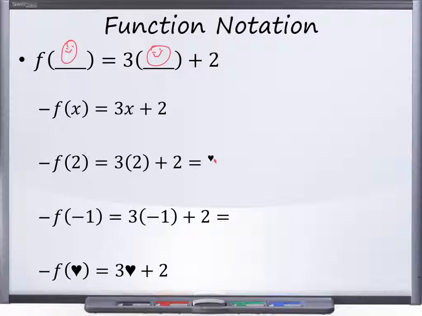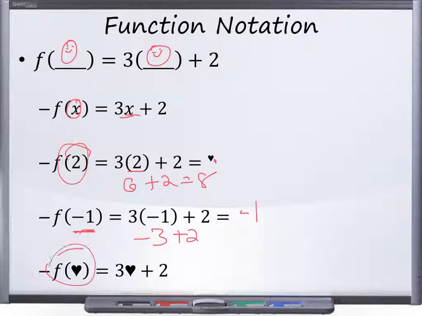Whatever goes inside the parentheses goes inside the parentheses in the equation. So here I have an x in the parentheses, and it's going to give me an x right here. I have a 2 in the parentheses, I put a 2. These are easy to figure out, right? This is 6 plus 2 is 8. Here I have a -1, which gives me -3 plus 2, which is -1. Here I have a heart. It can be anything. Whatever I have inside the f function notation, I have to place where the x was or the blank was.